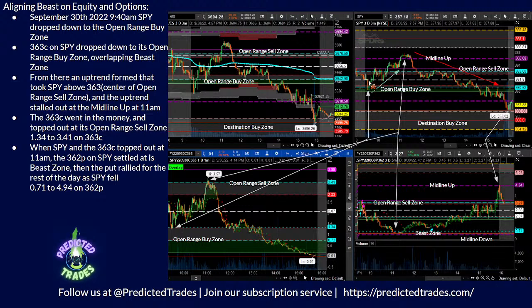But over on SPY, it's going to plot the open from the cash session open. You see we got our open, dipped down to that buy zone, worked up to that purple line. We've already kind of covered that chart. So how do we line that up on our options charts? If we follow this line down, on our options chart, that 363 call, and if you look, 363 is in our open range buy zone.